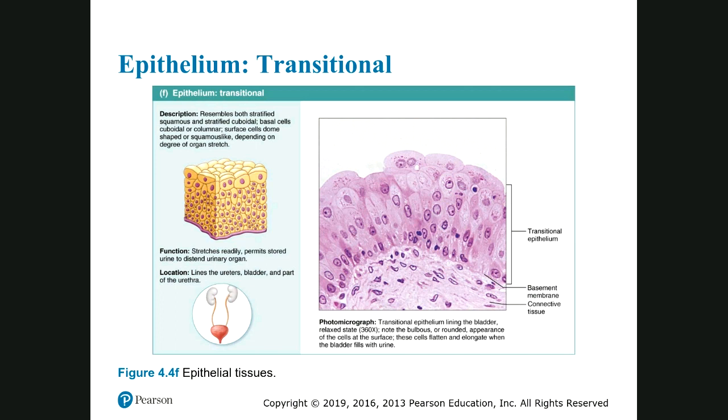The ability of the cells to change their shape or undergo transition allows a greater volume of urine to flow through a tube-like organ. In the bladder, it allows more urine to be stored.